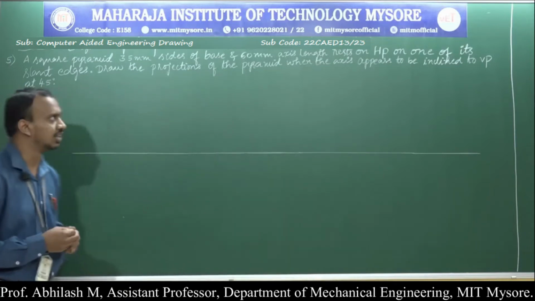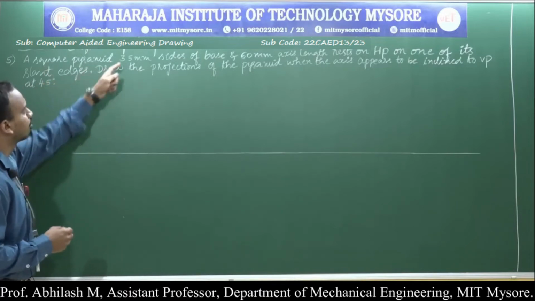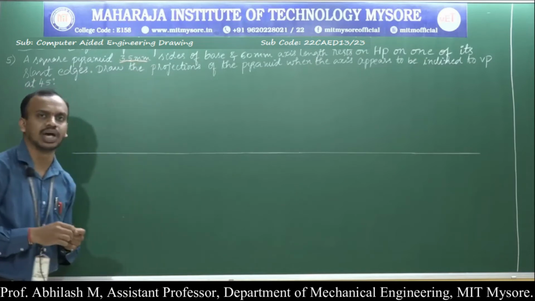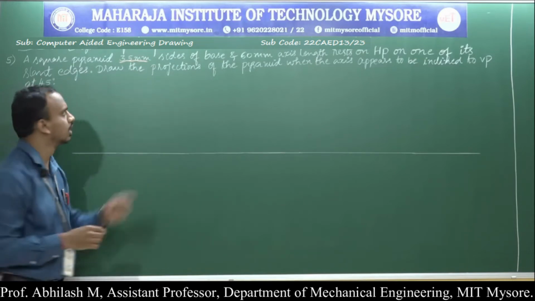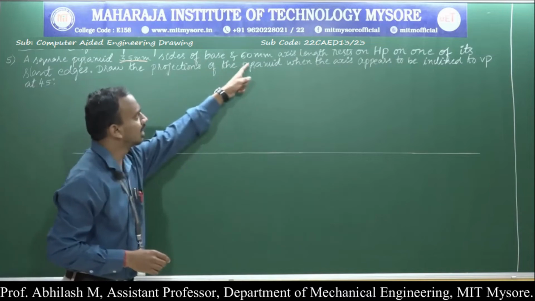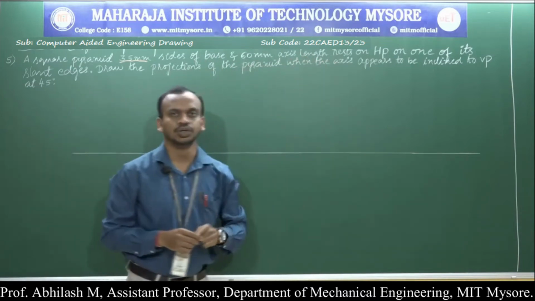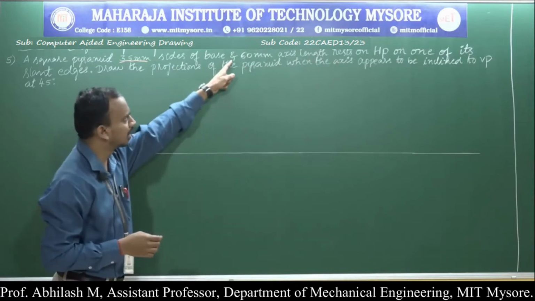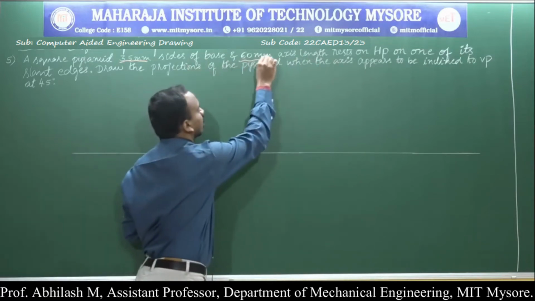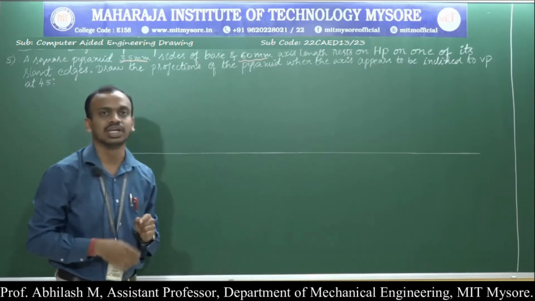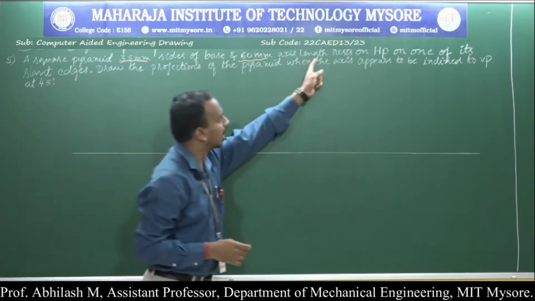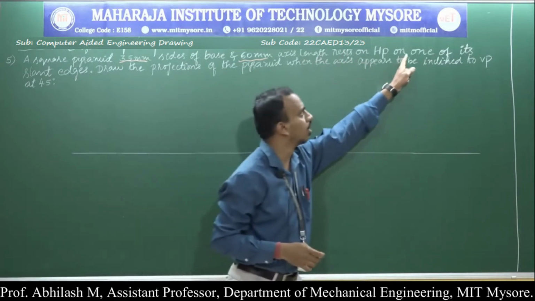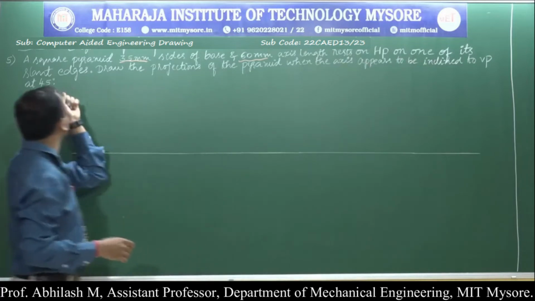What does the problem statement state? A square pyramid of 35 millimeter sides. So they are stating each side of the square base is 35 millimeter, and the axis length is 60 millimeter. So you know what is a base and an axis in a solid. Here they are specifically mentioning the height or the axis of the solid is 60 millimeter. It rests on HP on a condition that it rests on one of its slant edges.